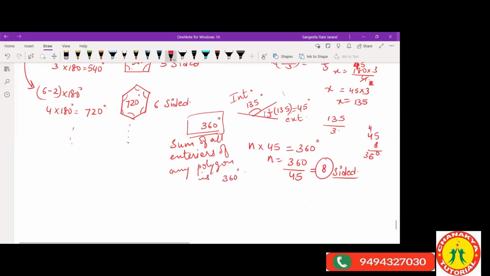After finding the value of x, I got the interior angle and also the exterior angle. The interior angle is 135 and this one is 45. Now, after applying this property, we found that the number of sides of the polygon was 8 sides.